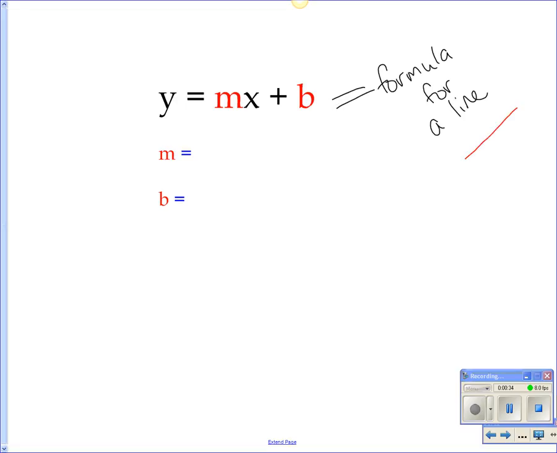So that always makes a straight line. Okay? M is your slope. And we also call it the rate of change. So write down both of those things. Slope and rate of change are the same thing. So that's what M is, slope and rate of change.